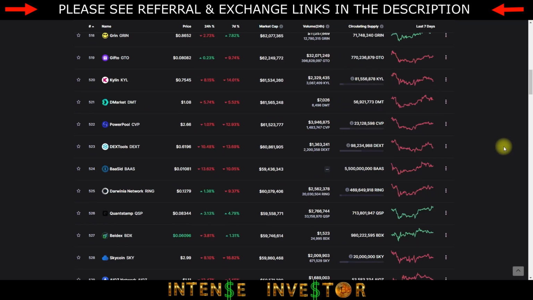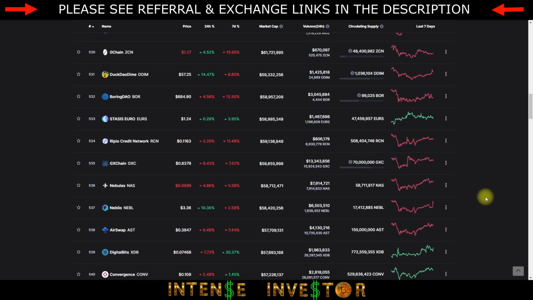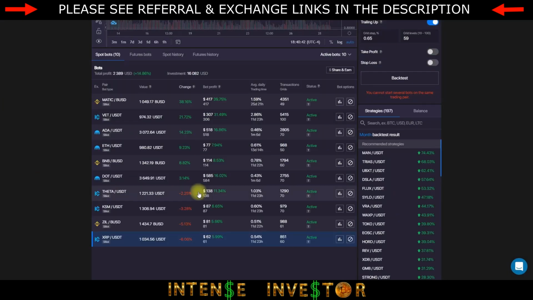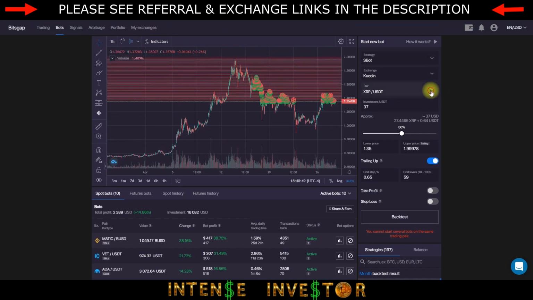I mean, everything's doing pretty good. It's kind of crazy with the bull market, but like this one, Duck Dow Dime or whatever it is, how it kind of just trended down. If you would have entered at the top here and went down, then you would have had a big loss in your bot.